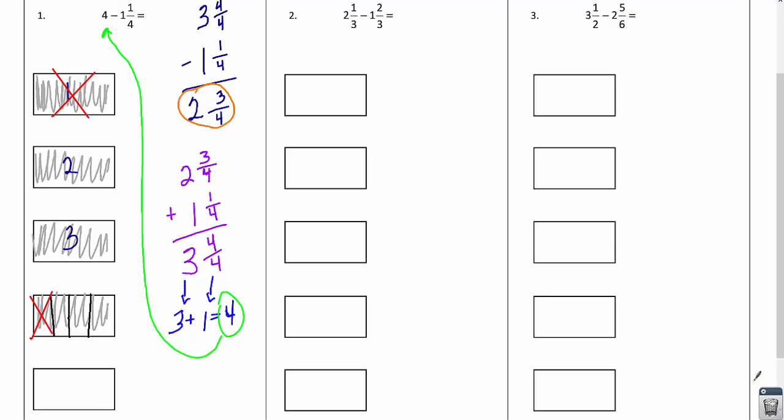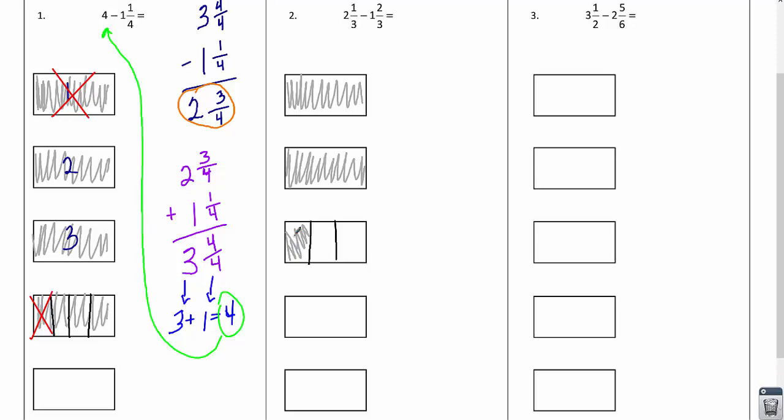Okay, let's take a look at the next one. So we've got 2 and 1/3, and we're taking away 1 and 2/3. Well, we can see a problem here. We're trying to take away 2/3 when we only have 1/3. So again, let's start by shading what we have. We have 2 and 1/3. I'm going to need to take a box here and divide it into thirds so I can get one of those thirds. All right, so there are my 2 and 1/3.